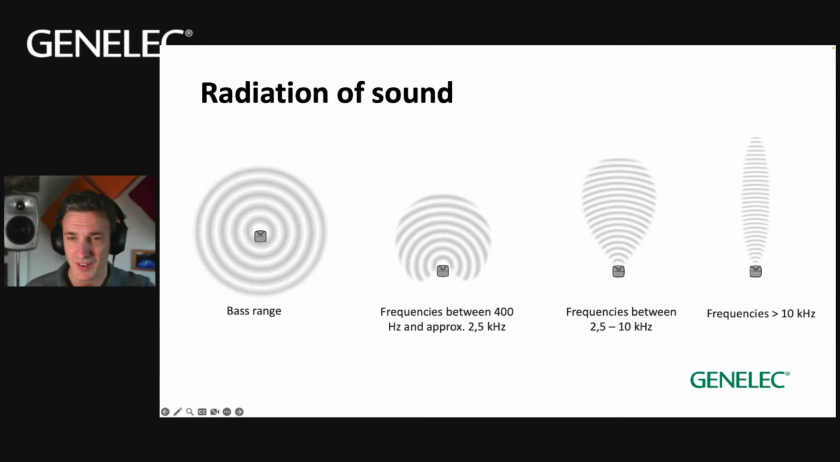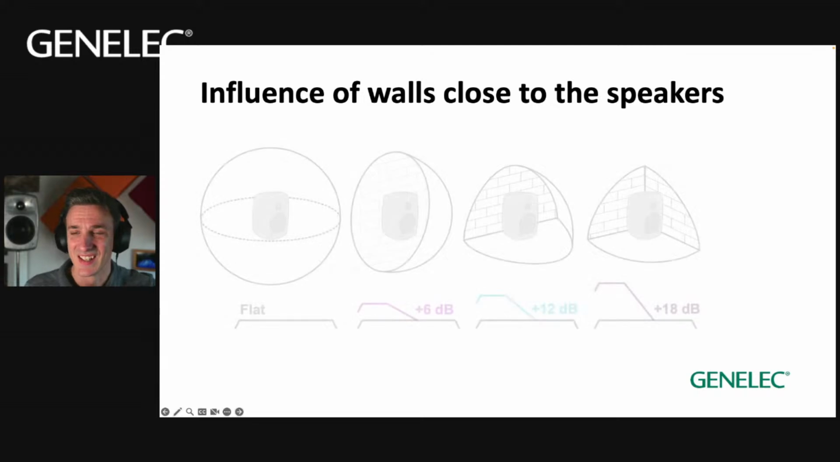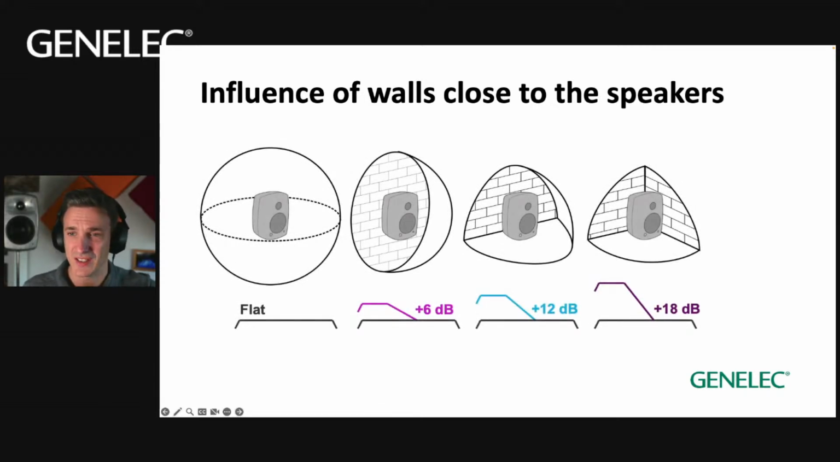So bass reflex port on the backside does not mean bass only on the backside. Because the bass is omnidirectional, it will, for example, hit a wall that is close to the speaker. So let's say we have the speaker exactly at one wall, then the bass would be increased, just because we have energy towards us, and then energy reflected from the wall. And because the distance to the wall is really small, they sum up. And then you have up to plus 6 dB.